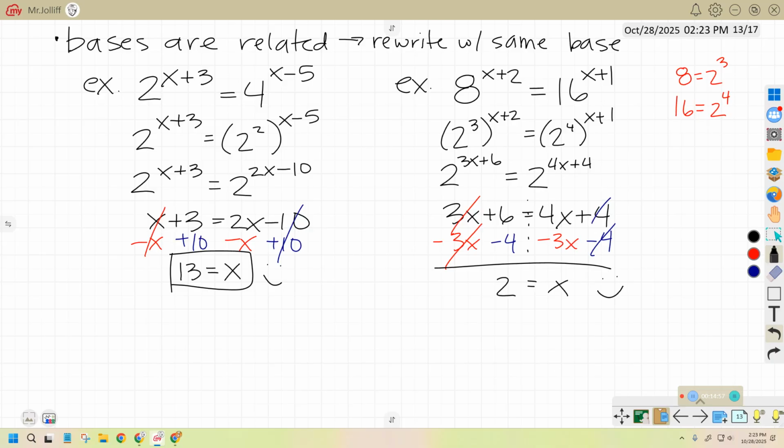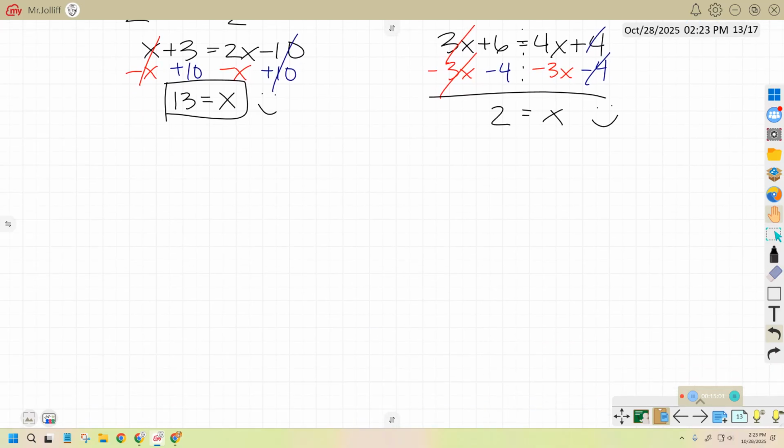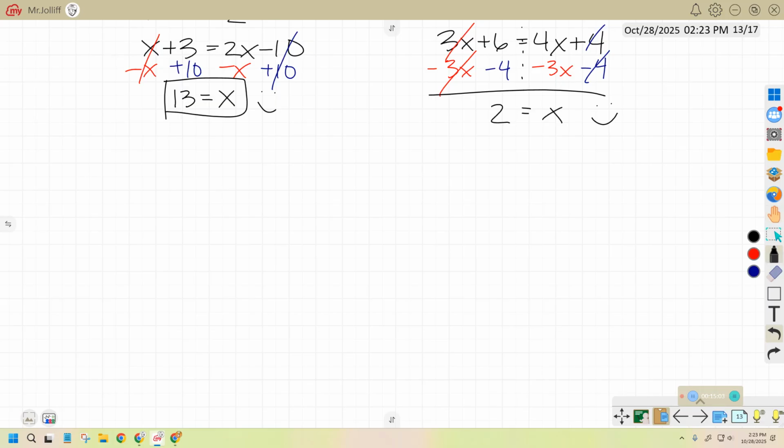Okay. Now, what happens when those bases are not related? What was that suggestion, Gerardo? No, I'm curious. What did you say? For sure? Okay.